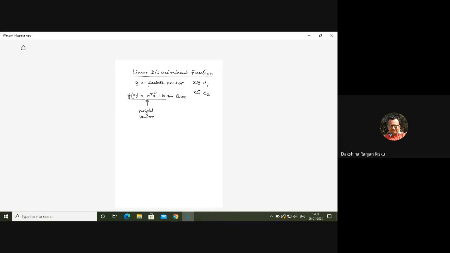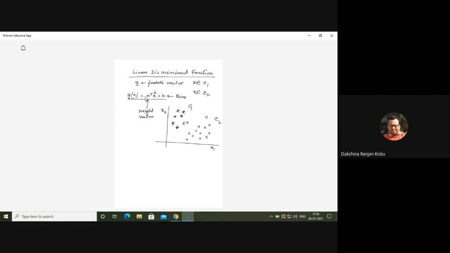Since we are talking about a two class problem, suppose there is two dimensional data x1 and x2, and for x1 and x2 we can have n number of samples. Suppose these are the feature vectors from class C1, and these are the feature vectors which belong to class C2.